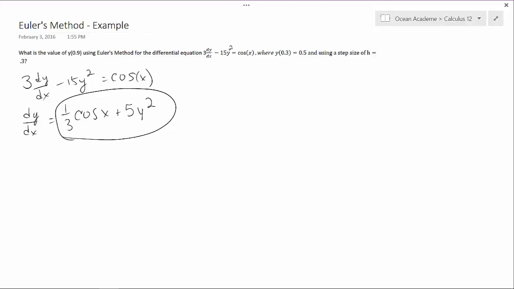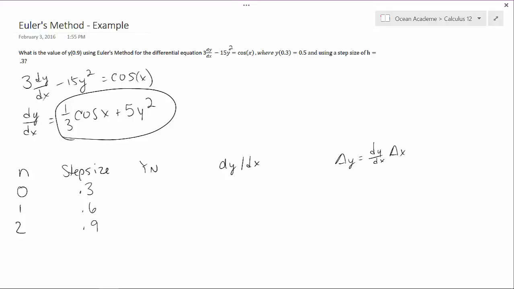Now I want to set up a table where my columns are n and then step size and then yn, dy over dx, and change y, which is dy over dx multiplied by the change in x. Now our n, we're just going to develop these rows, so 0, 1, and 2. Our step size is 0.3, so that's 0.3, 0.6, and 0.9.